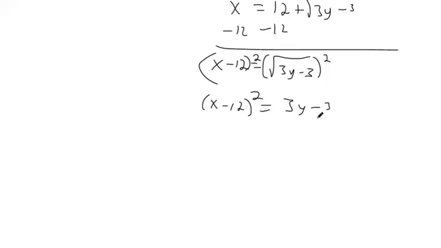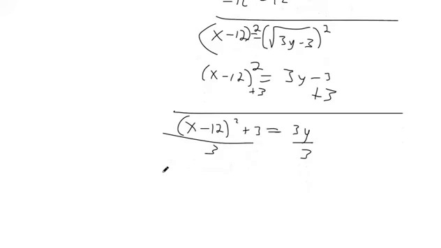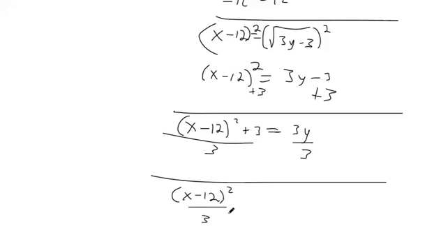Getting closer, so I'm going to add 3 to both sides. We've got x minus 12 squared plus 3 equals 3y. And then the last step is to divide 3 from both sides. So you could write this like this: x minus 12 squared over 3 plus 1.